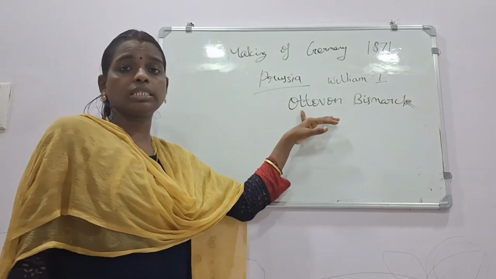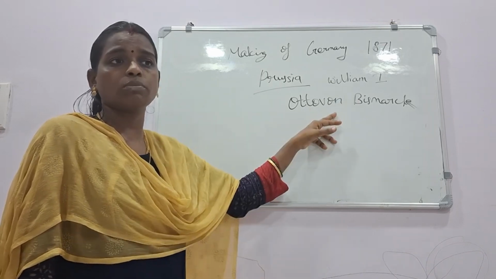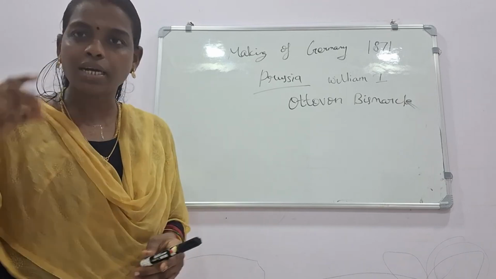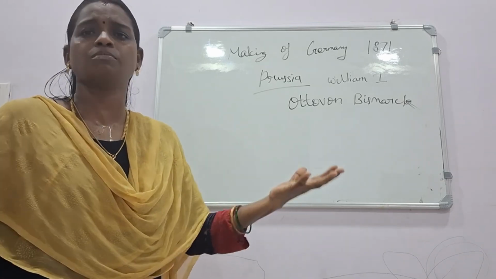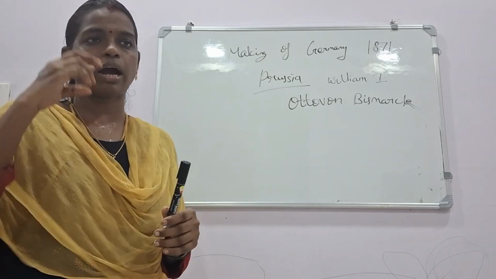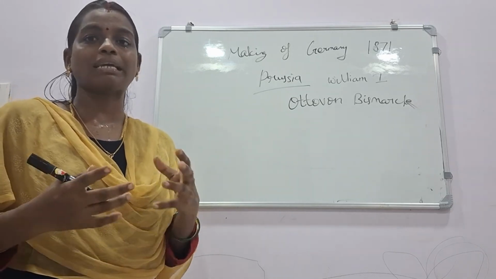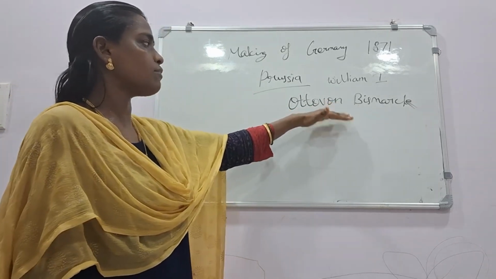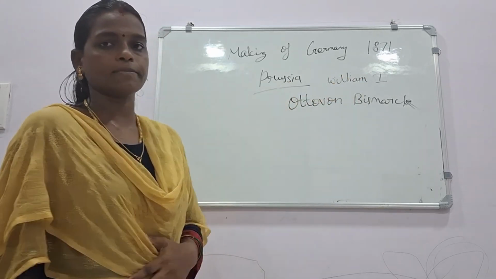In the book, his name is given as chief minister of the committee: Otto von Bismarck. Otto von Bismarck led all the steps. Actually, we can't make a country within a day. If we could make a country in a day, it would be awesome, but no one can. It takes more time to make any country. Here, Otto von Bismarck was the chief minister of the committee, which was led by William I, the Prussian king.